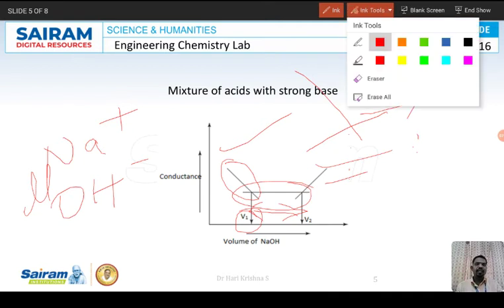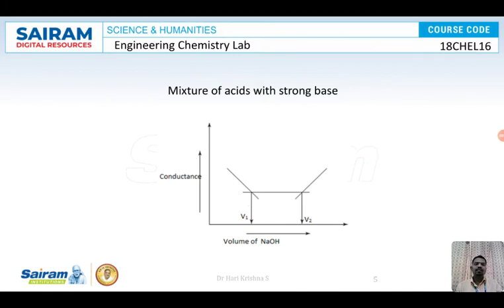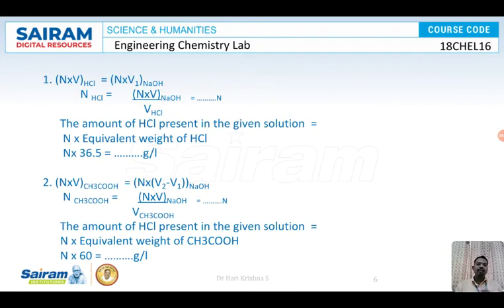So what are we going to do? Once you get the V1 and V2 values, you're going to find out the normality and strength of HCl and acetic acid. You substitute in the relation: normality of HCl into volume of HCl equals normality of NaOH into volume of NaOH. Normality of NaOH is 1, volume of NaOH taken is V1 from the graph, and volume of HCl is 50. When you substitute, we get the normality of HCl. Then normality of HCl into equivalent weight of HCl, that is 36.5, gives the weight of HCl present in the given solution.